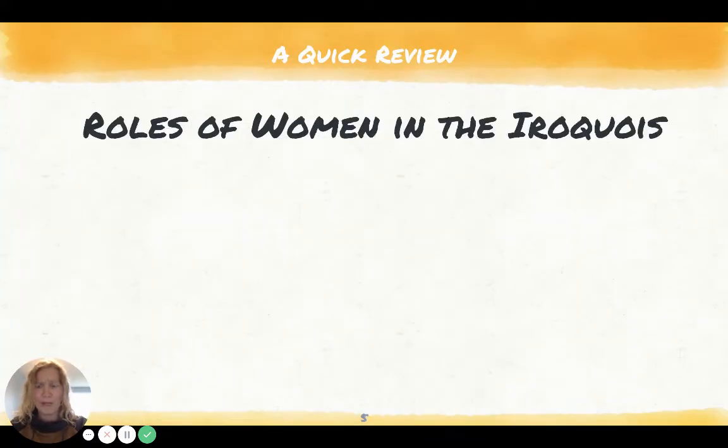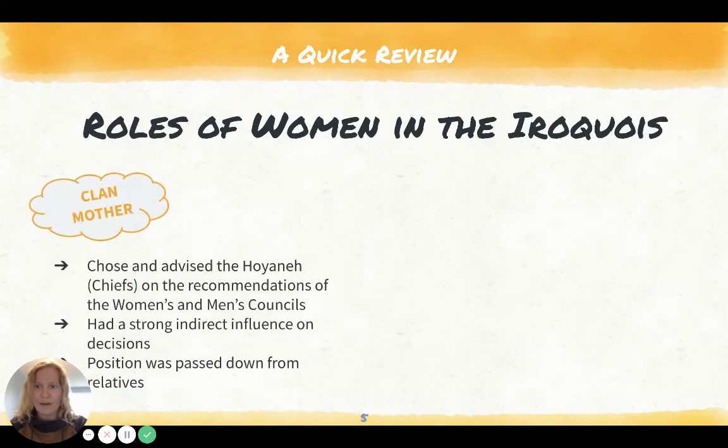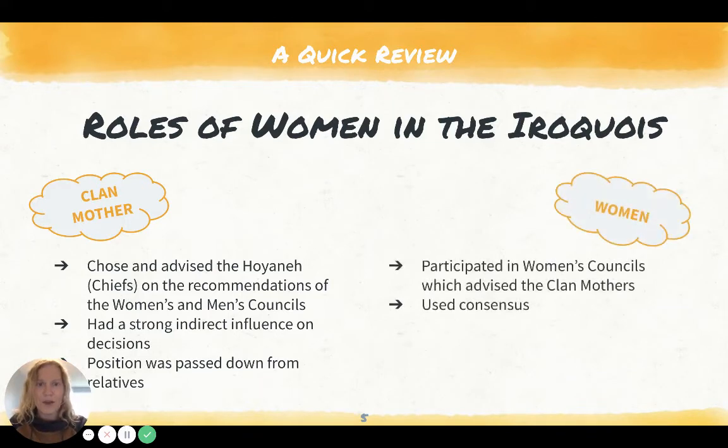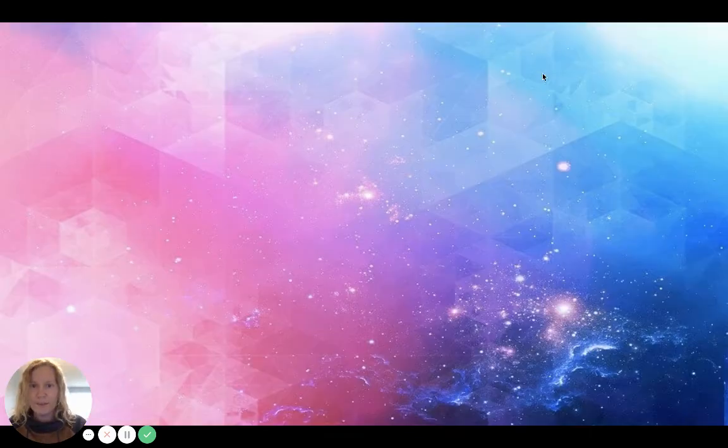Quick review of our women. So the big lady we got to remember is the clan mother, and the clan mother was the person who chose the chiefs on the recommendations of the men's and women's council. So even though the clan mother chose them, they always listened to what the people in their clan thought, because that was really important to the people in the Iroquois. They had really strong influence on decisions, and their position is always passed down to the next eldest female relative. Other women in the Iroquois participated in women's councils, which then helped advise that clan mother, and they used consensus.